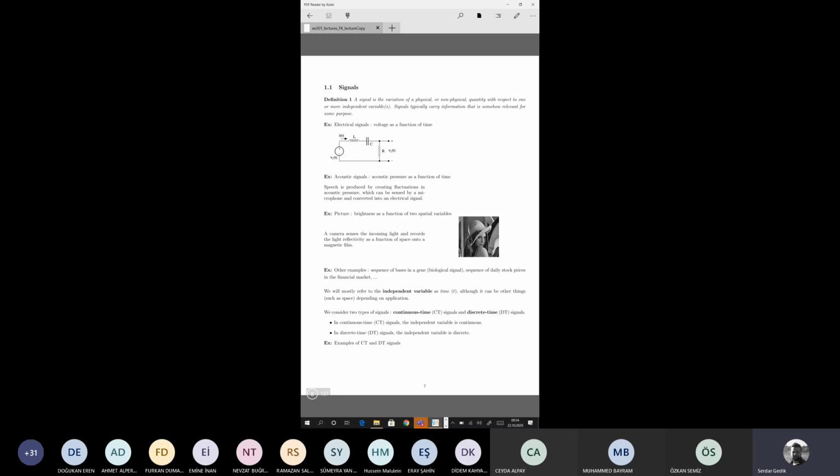Unfortunately, I cannot continue with landscape mode, because I will take notes on the PDF. So please arrange your screen or resolution so that you can see all of the content.